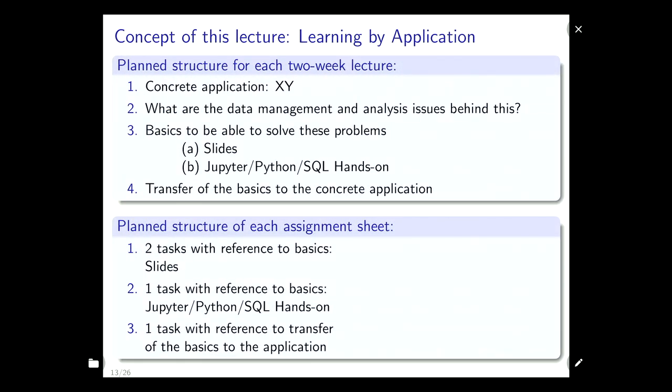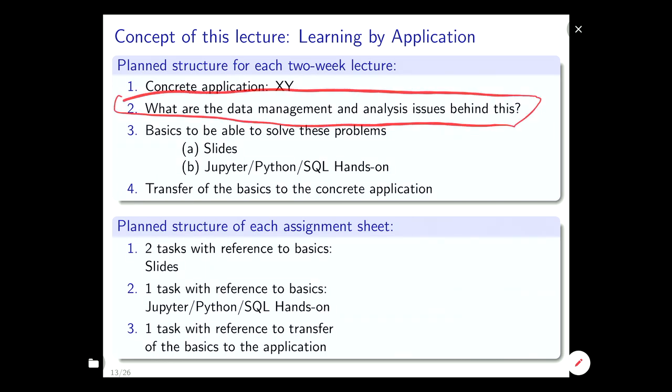My idea for the lecture is not to just fill you up with conceptual stuff, but I will always motivate it by certain applications I have in mind. So the main structure you will be seeing is a 2-week structure. We will diverge from that here and there, but we start with that structure at least. I will present a concrete application, and then we will show what it does and what it doesn't do, and where there's data in that application. Then we talk about what the data management and analysis issues behind that application are.